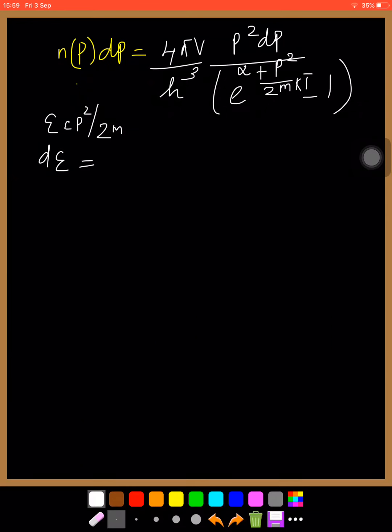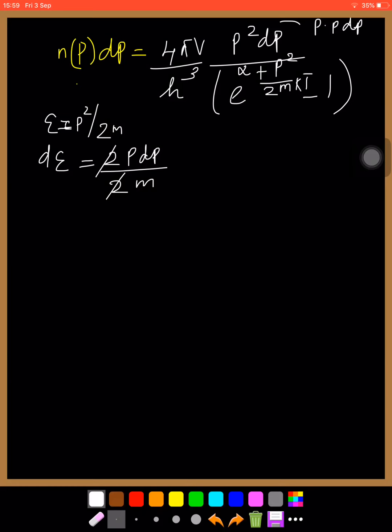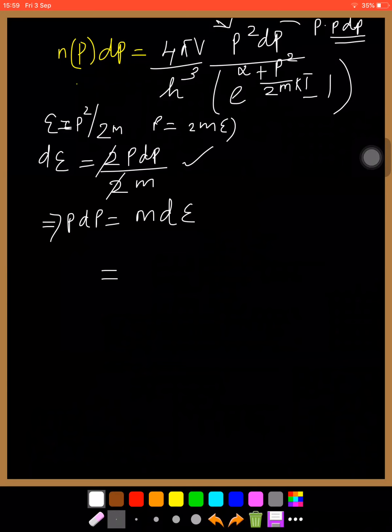That is, differentiating E, p square differentiated gives 2p dp by 2m. m is a constant. Here, p square dp is actually p into p dp. p square is p into p, and we can substitute for this p dp. From this, p dp is m into dE. So here it is p into p dp, and p is (2mE) raised to half. p square is 2mE, that is p is root of 2mE.